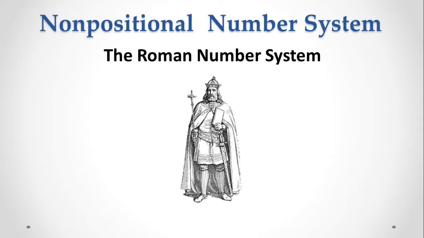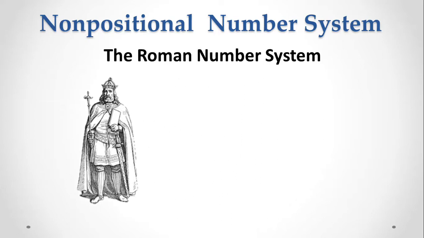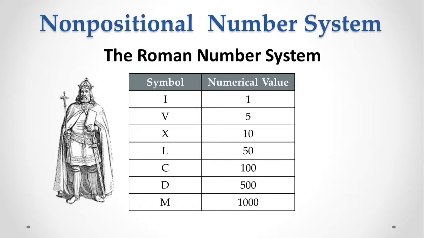The Roman number system is an example of a non-positional number system. In this case, different symbols are used as shown in the table, each having a fixed quantity associated. Roman symbol I is equivalent to a numerical value 1 in decimal. Roman symbol V is equivalent to 5 in decimal. Roman symbol X is equivalent to 10 in decimal.